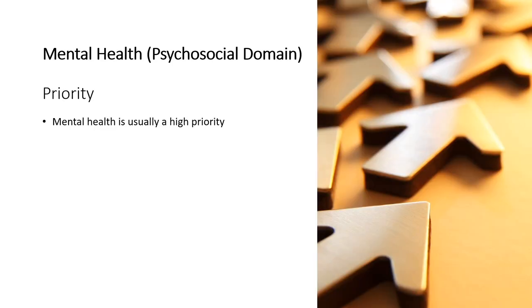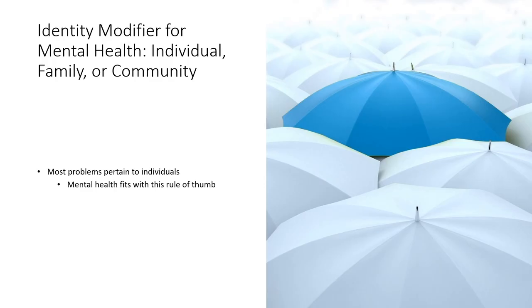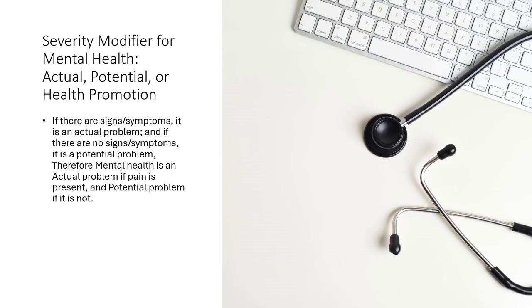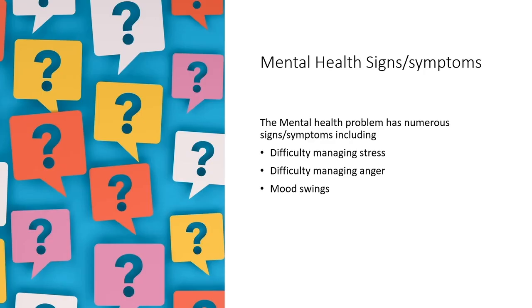Let's try this again for the mental health problem in the psychosocial domain. Mental health is usually a high priority. Most problems pertain to individuals, and mental health fits with this rule of thumb. Mental health is an actual problem if mental health signs and symptoms are present, and a potential problem if they are not. The Omaha System has a comprehensive list of mental health signs and symptoms for the mental health problem. I will not list them all here, but some of them are difficulty managing stress, difficulty managing anger, and mood swings.